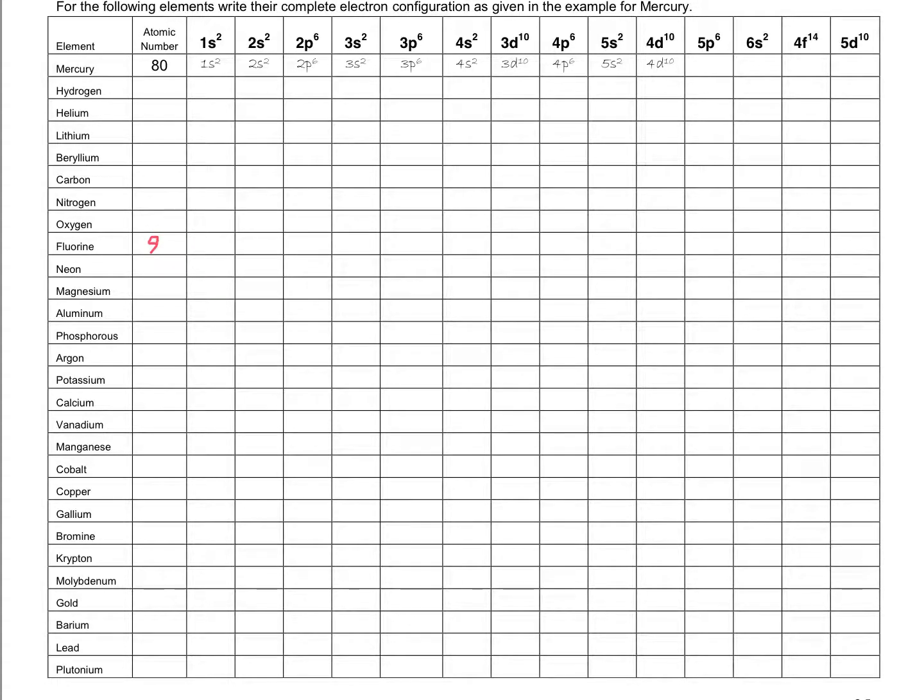And if we start all the way with hydrogen, we go 1s2, 2s2, 2p, and this time it doesn't go all the way to 6. Fluorine actually falls at 2p5. Now if you look up at the example I gave you, mercury. Mercury falls all the way at 5d10.